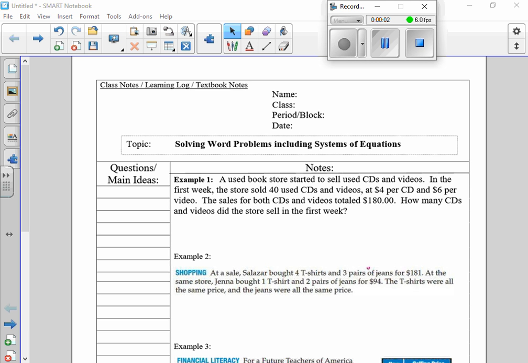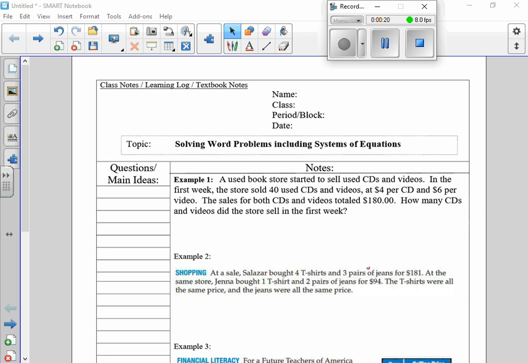So here we are into our third folder, which is on word problems and system of equations. So far, you've learned how to solve a system of equations by graphing. You've also learned another method, which is called substitution. Either method will work. It's actually your choice which method you choose to use.